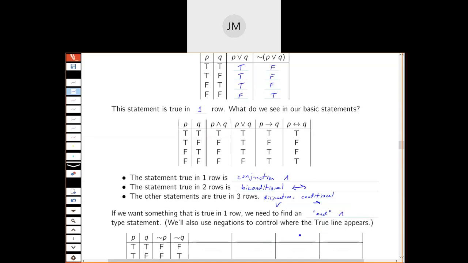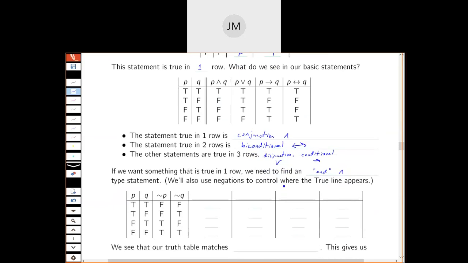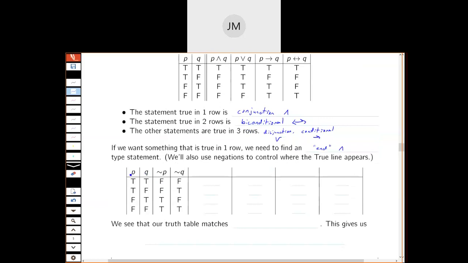Okay. But it's not quite going to just work like that. Here, the one true that we have in the statement we want to be equivalent to is in the bottom row. For the and statement, the true is in the top row. So what we're going to do is use some negations to control where that one line that's true appears. Okay, so let's look at our truth table with some negations in it.